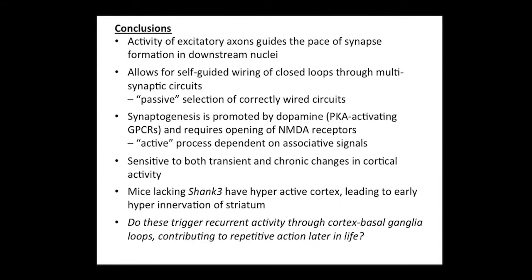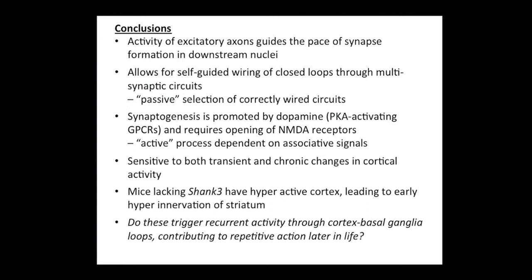So our conclusion is that the activity of excitatory axons can guide the pace of synapse formation in downstream nuclei. This allows for, I think, two different modes of wiring. One can be sort of a self-guided wiring of closed loops through multisynaptic circuits. And so, for example, the direct pathway can essentially wire itself because when it finds its right targets downstream that overactivate cortex, that'll feed back into striatum and stabilize itself. The indirect pathway presumably has to use different rules. Furthermore, there's sort of an active form of synapse formation where corticostriatal synapses can have their formation promoted by dopamine in a PKA-dependent manner and NMDA receptor activation.